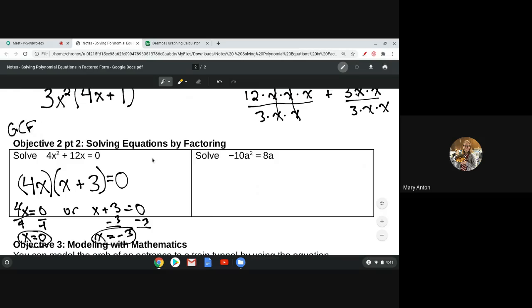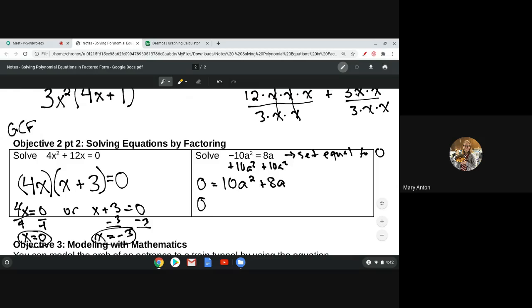All right. Now this one, oh, this is not equal to 0. So what we're going to do is set it equal to 0, which just means I'm going to move this 10a squared to the other side. So I'm going to add 10a squared to both sides and get 0 is equal to 10a squared plus 8a.